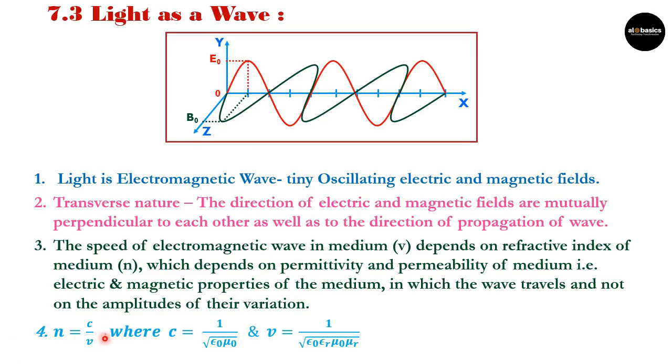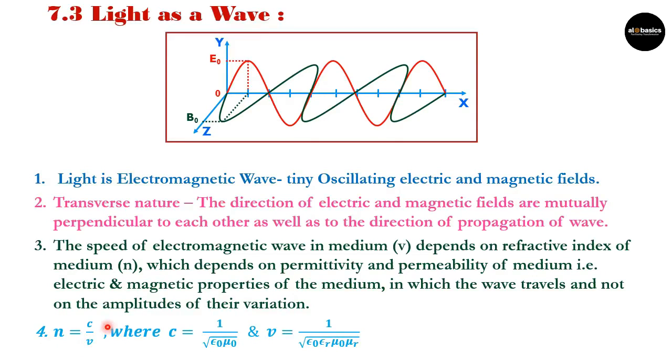N is equal to C upon V, where C is the speed of light in vacuum, whereas V is the speed of light in that medium. And this C is given by 1 upon under root epsilon 0 mu 0, where epsilon 0 and mu 0 are the permittivity and permeability of vacuum. Now what is this N? This N is the absolute refractive index of the medium, and this is greater than 1.